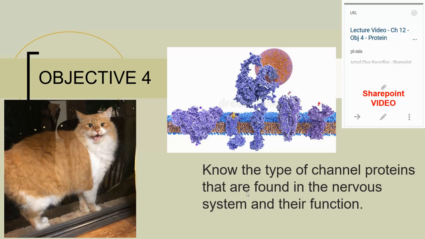Hello, we're going to take a look at Chapter 12, Objective 4. With Chapter 12, Objective 4, I am splitting this into a couple videos just because it is lengthy. We're going to look at the type of channel proteins that are found in the nervous system.